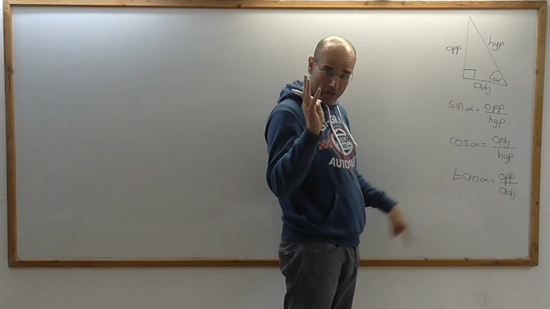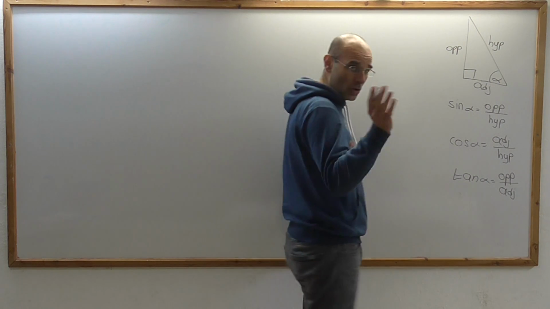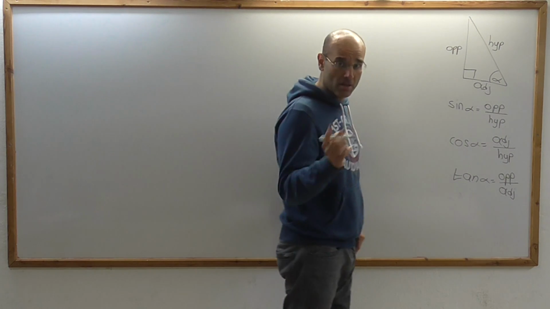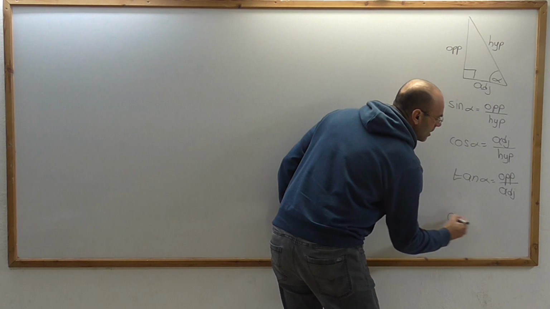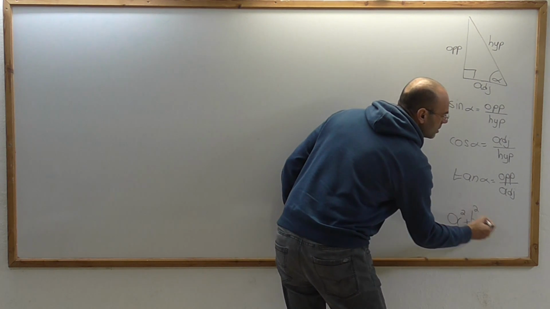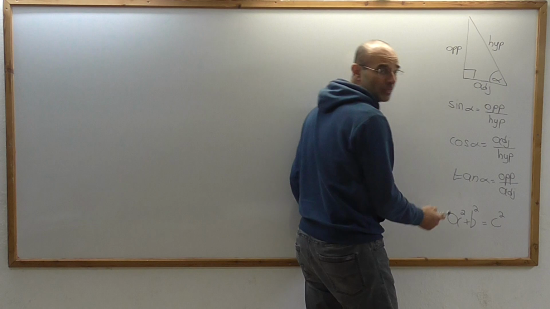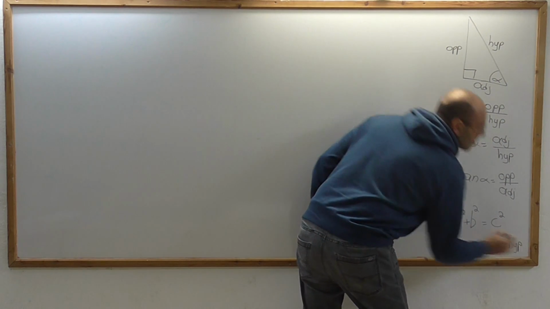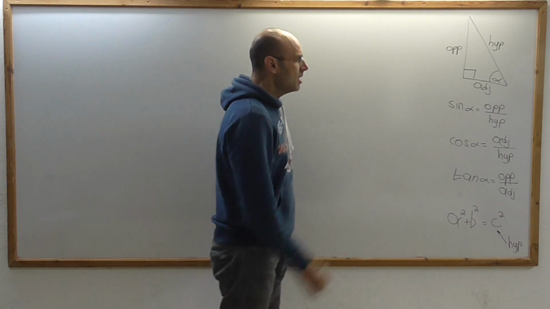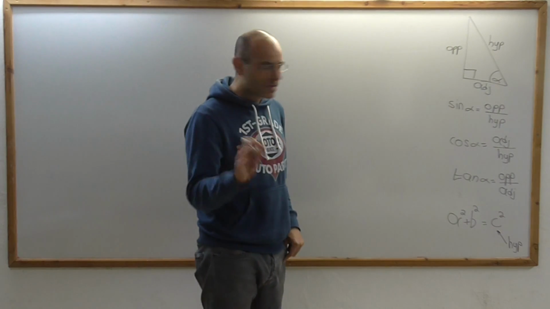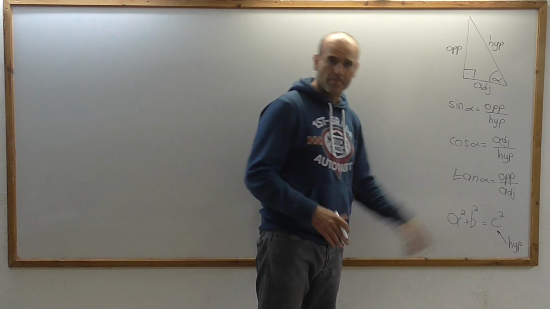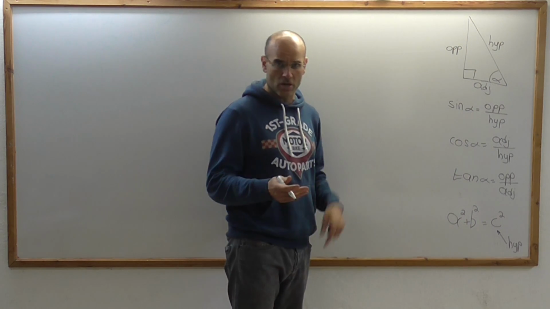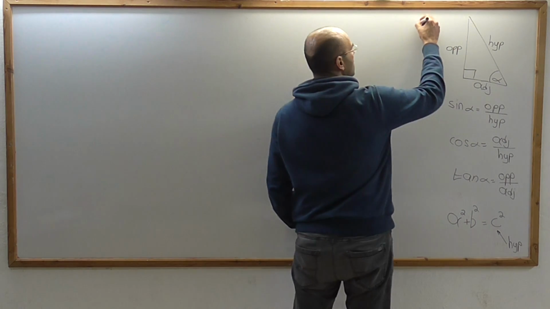The fourth thing we need to learn, which you probably know, is the Pythagorean theorem, which is a squared plus b squared equals c squared. C is always the hypotenuse. Okay, let's do a little exercises to demonstrate all of this, and after that we can go and learn our vectors.